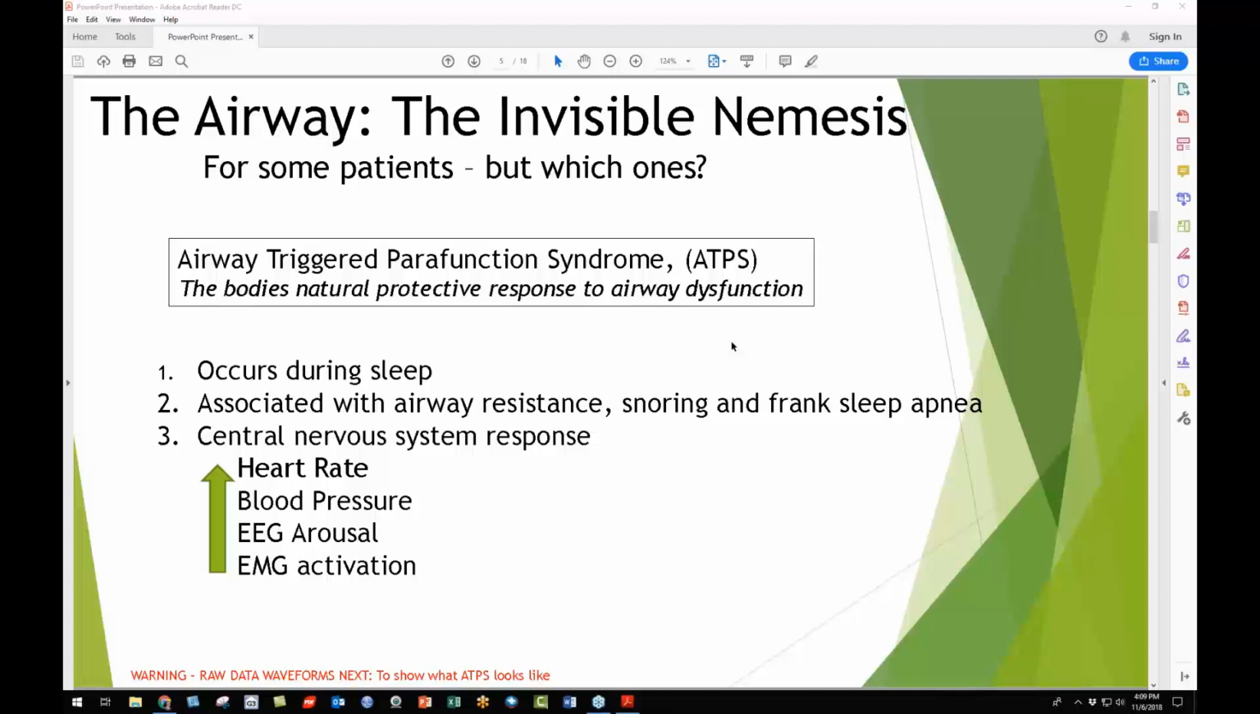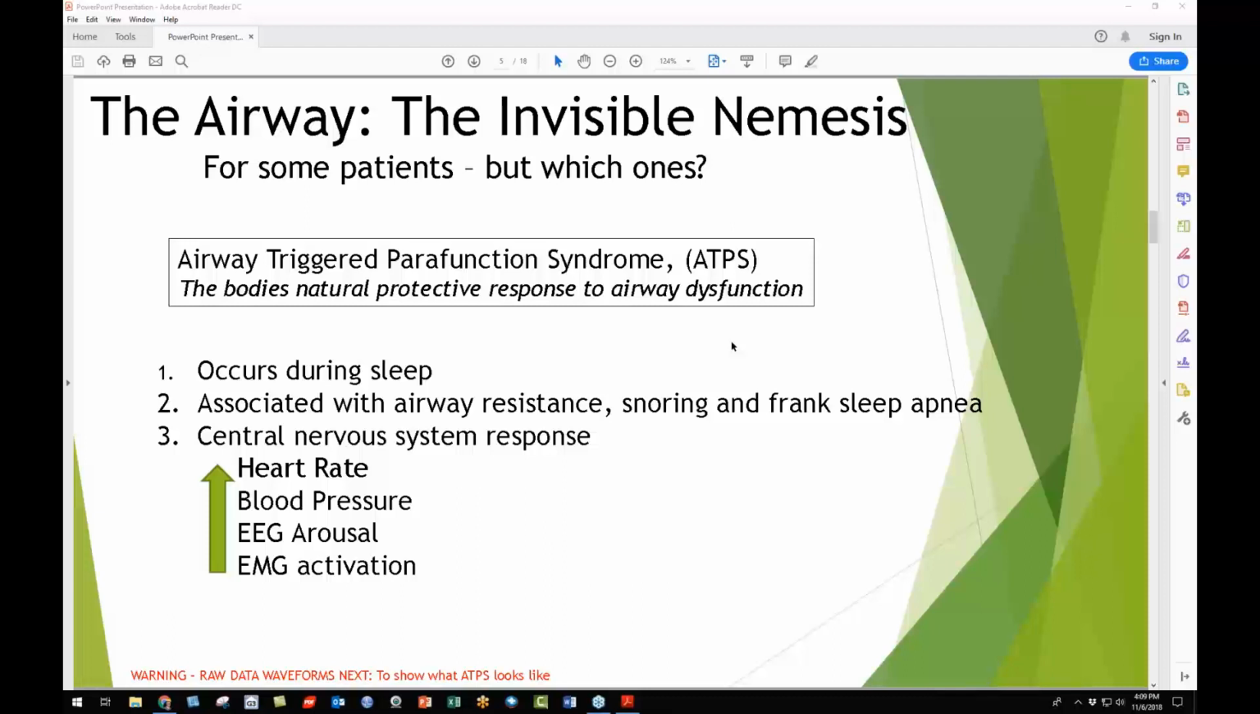So the issue that we're talking about, in the name that I've kind of tied to this, is airway triggered parafunction syndrome. Just giving you a little story and history behind that. I just used to use the word bruxism, and bruxism would describe what I'm going to be showing you in a minute or two. And in reality, in many people's view, bruxism has a specific definition for a specific condition. And in light of relatively new information, airway triggered parafunction is different from that.